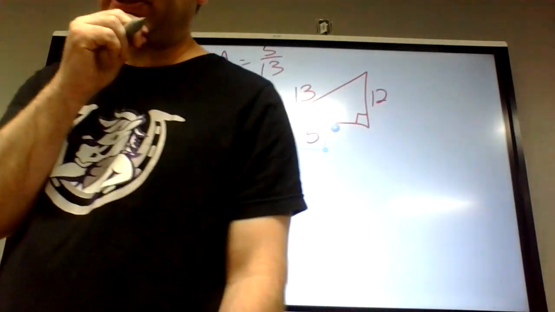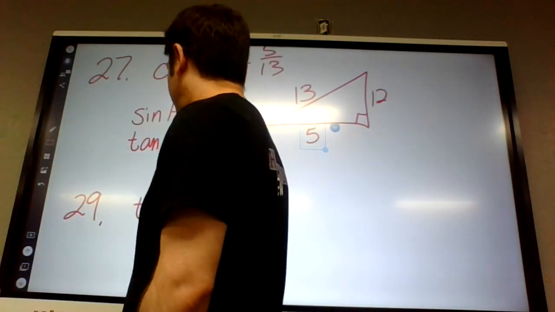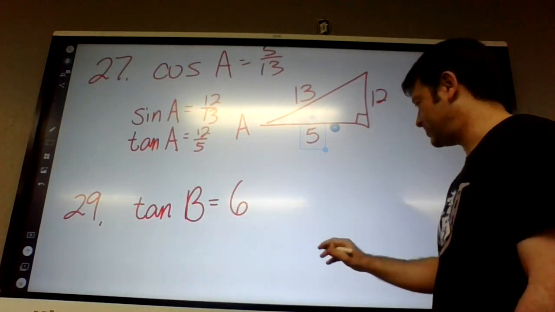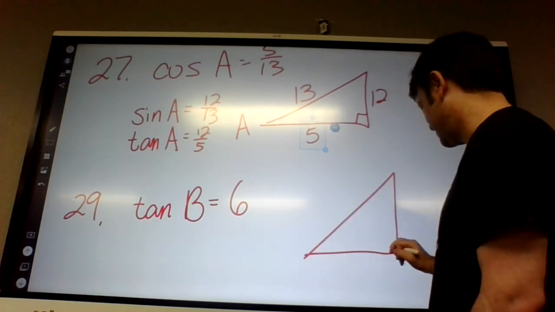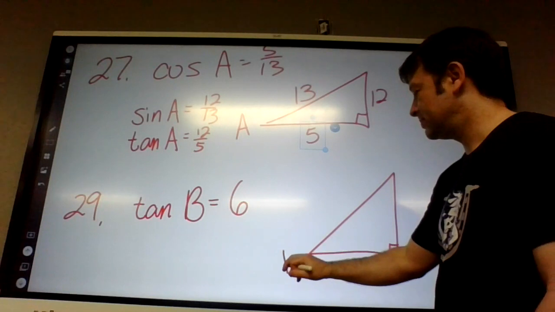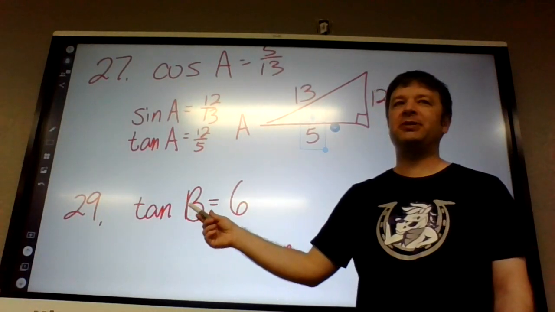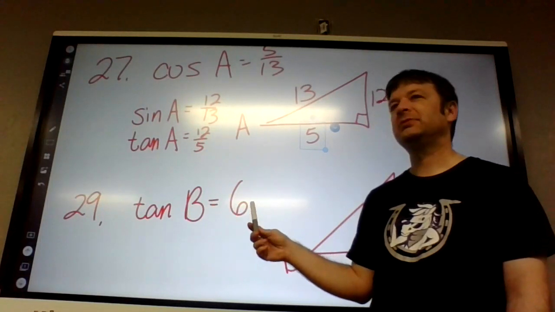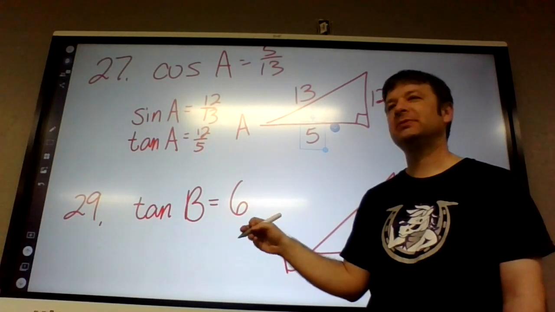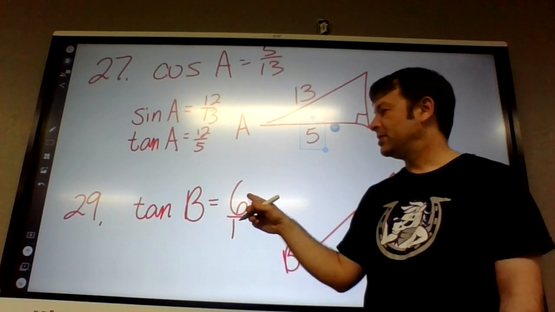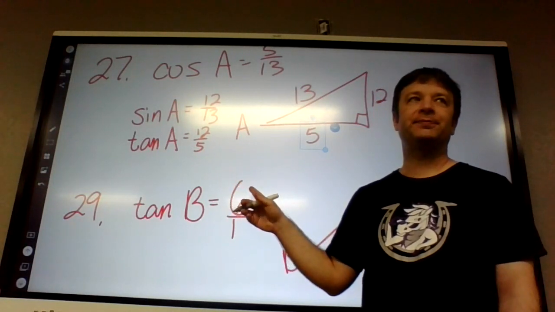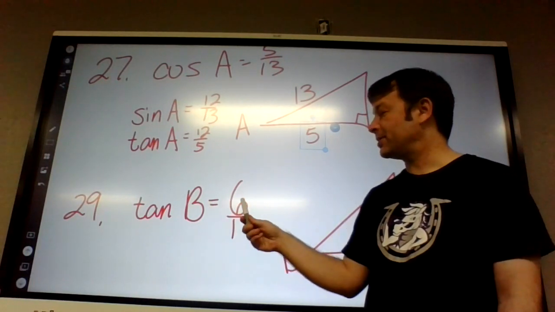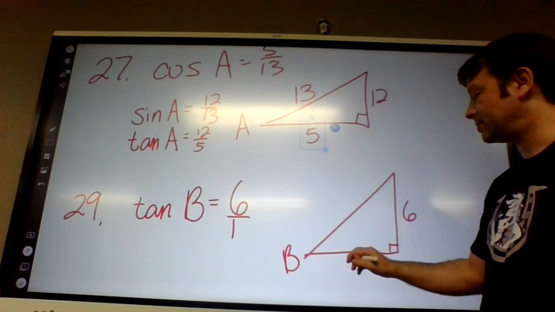Number 29, tangent of B equals 6. Okay, they got another curveball for us. Any ideas how we could unravel that mystery? Tangent's supposed to tell us opposite and adjacent. So what's opposite and adjacent here? 6 and 1, right? How do you know? Because what's 6 as a fraction? Okay, that's what I was seeing if you guys could figure out. So anyway, the opposite, I'll call it 6, and the adjacent, I'll call it 1.